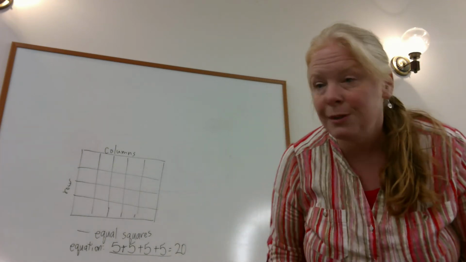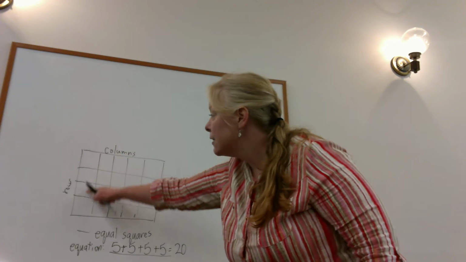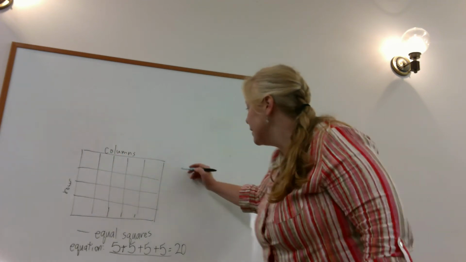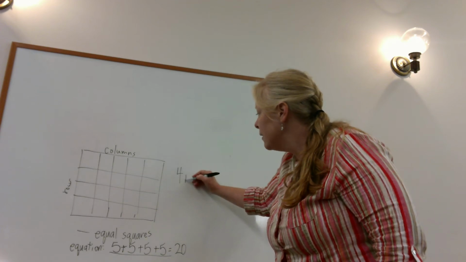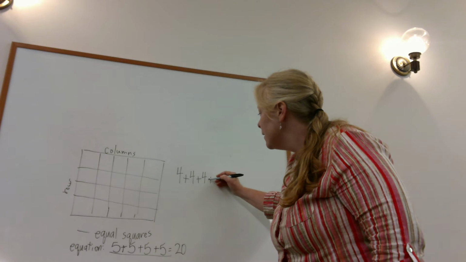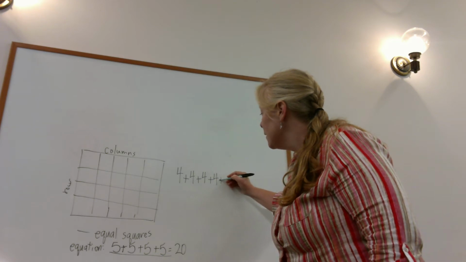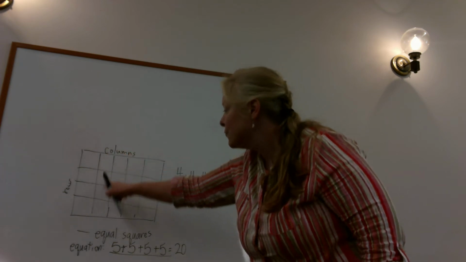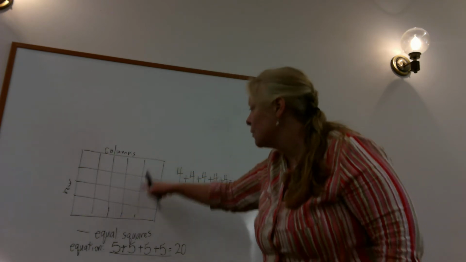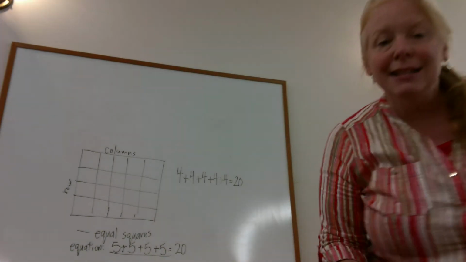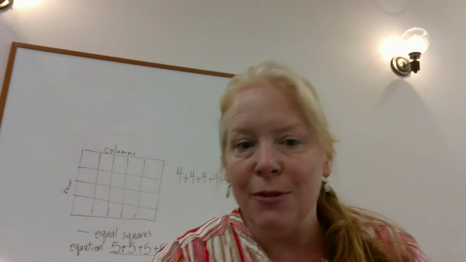But if you wanted to do it the other way, look. If we use the columns, there's 4, right? So another way to write this would be 4 plus 4 plus 4 plus 4 plus 4, and guess what? It equals 20. It's going to be the same because there's still the same number of squares.